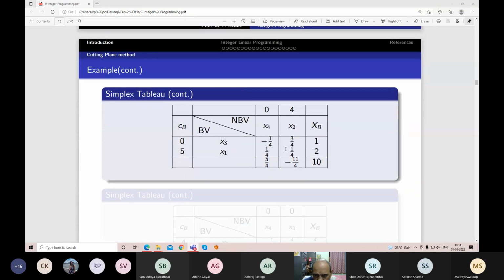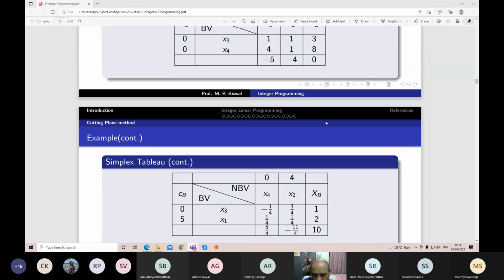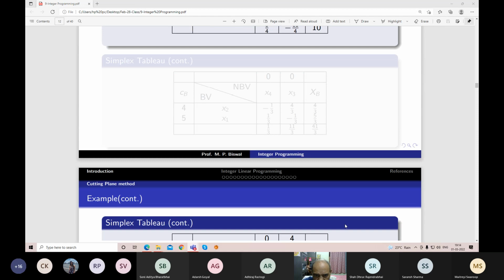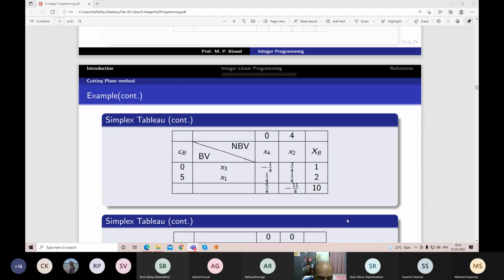So you can see here, presently 0 was the maximum value. Now we have improved to 10. Next, you see here, with respect to this, most negative, this is the negative. Now, x2 is the entering variable. If x2 is the entering variable, which one is the departing variable? 1 divided by 3/4, how much? 4/3. Then 2 divided by 1/4, 8. So 4/3 is the minimum ratio. So x2 is entering and x3 is departing.